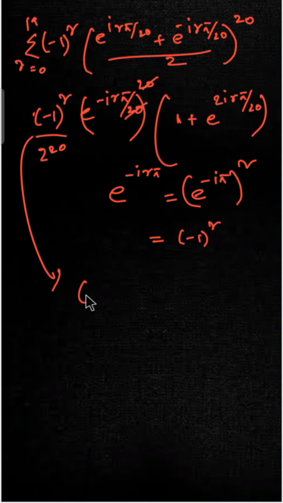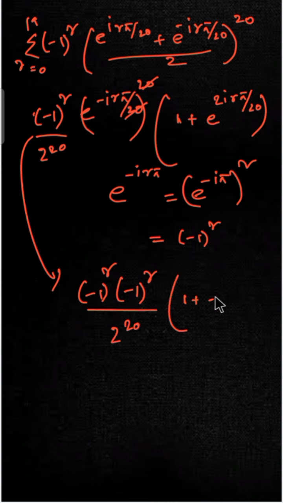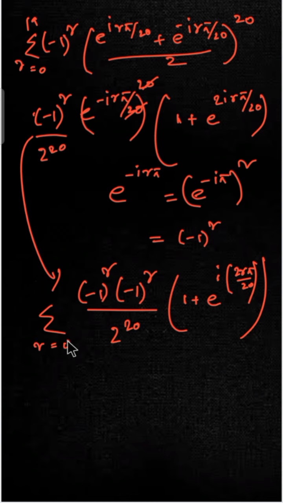So we'll just put this here. Minus 1 whole power r already is there, and here again we got minus 1 whole power r divided by 2 power 20 into 1 plus e power i into 2r pi by 20. So this is what we got here. And minus 1 whole power r into minus 1 whole power r, we have a sigma here, r equal to 0 to 19. Whatever the value, minus 1 into minus 1 is 1, as well as minus 1 whole square into minus 1 whole square is 1. So whatever the value of r, even or odd, we'll be getting the same value. So we can just neglect this.